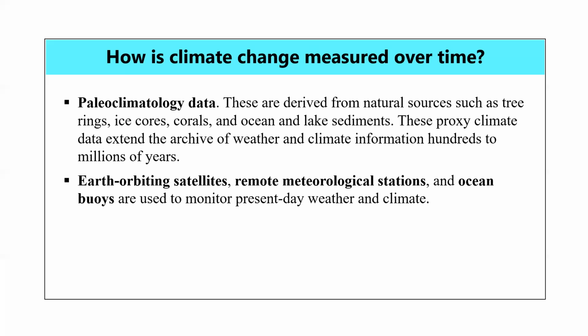These proxy climate data extend the archive of weather and climate information hundreds to millions of years back. With these paleoclimatology data, we're able to estimate the temperatures at different regions of the Earth back then. But at present, we now have Earth-orbiting satellites, remote meteorological stations, and ocean buoys. These are used to monitor present-day weather and climate.